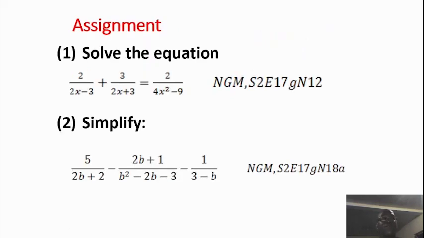We move on. Assignment. First assignment says solve the equation. This is the equation given to you. Check your textbook. It is in New General Mathematics SS2, exercise 17G number 12. Second question, you have to simplify this particular algebraic expression. You can see there's no sign of equality there. You have to simplify it. Source of information: New General Mathematics SS2, exercise 17G number 18A.